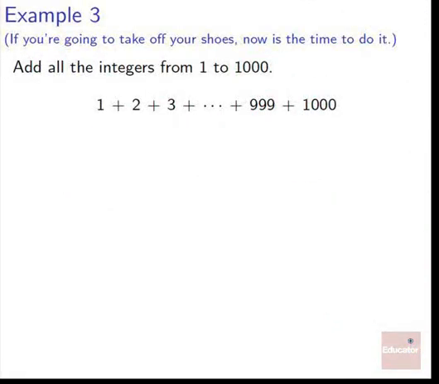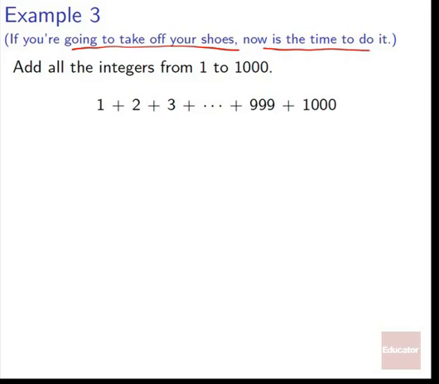All right, third example. So here's my thing that I said at the beginning when we talked through the introduction. At this point, we are now able to add the numbers from 1 to 1,000 in less time than it takes to put on a pair of shoes and tie them up. So if you're going to take off your shoes and test if that is really the case, now is the time to do it before we start looking at this problem. So are you ready? Okay.